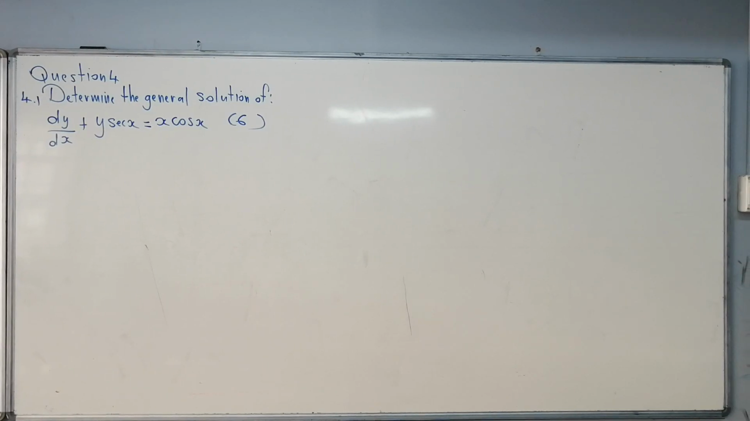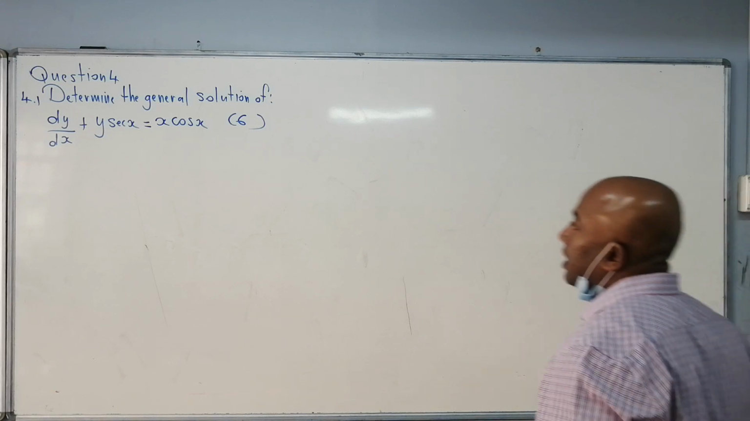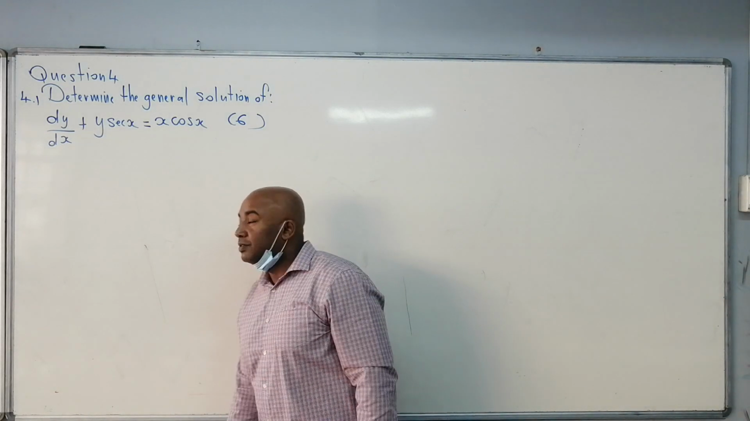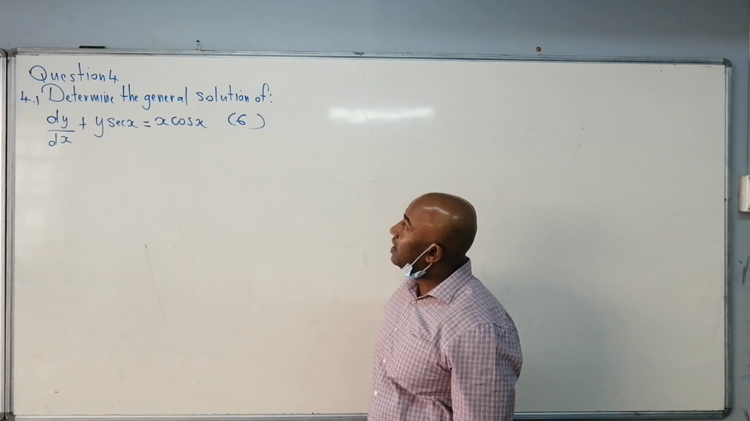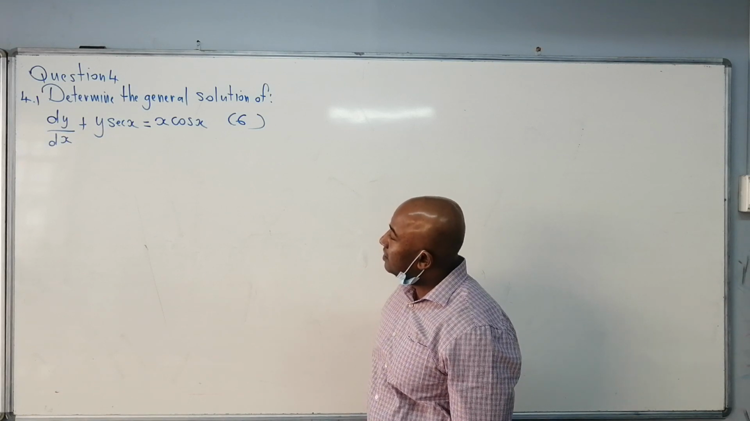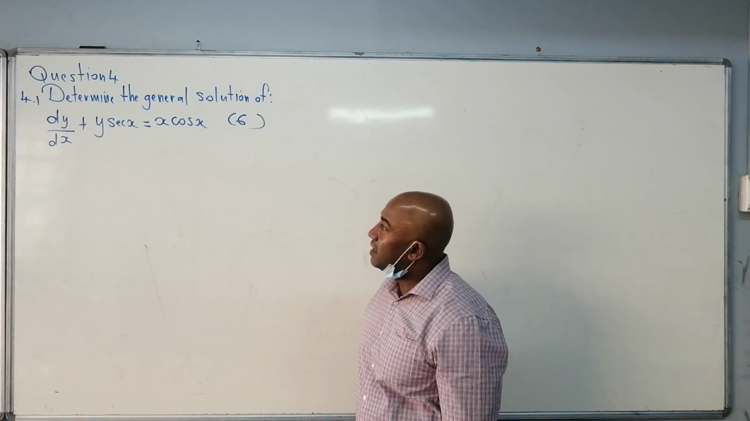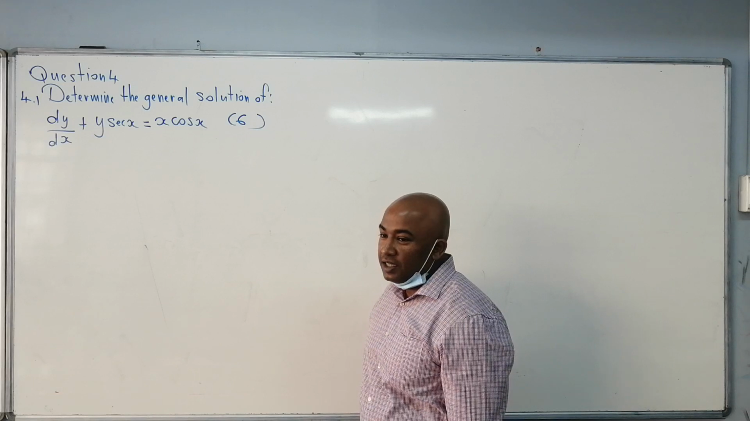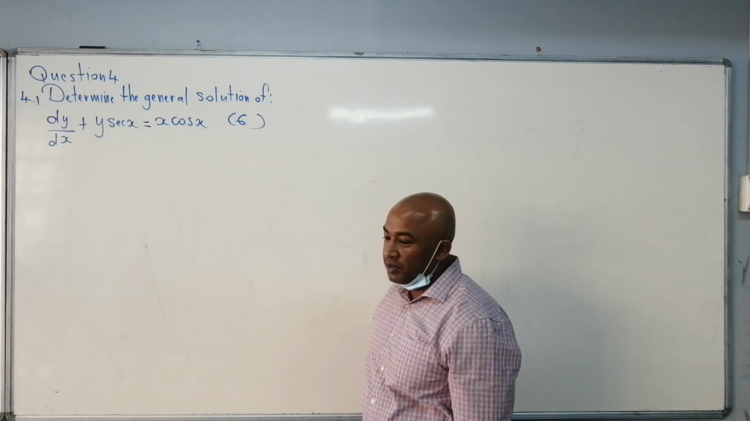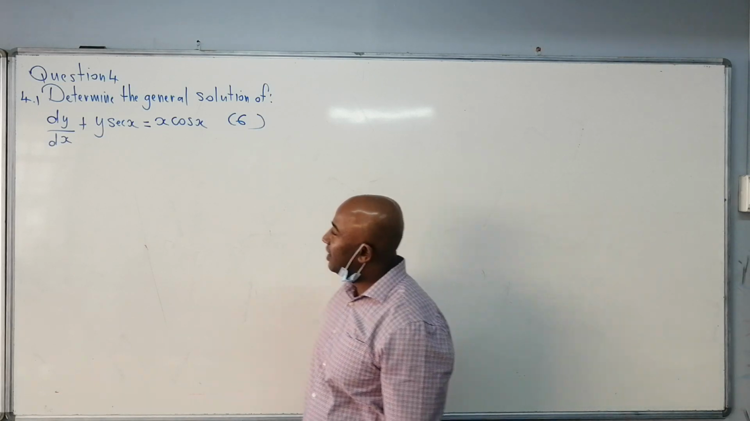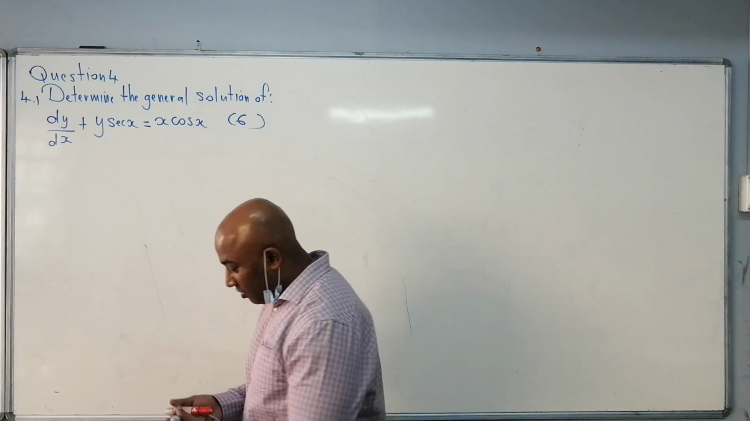Okay, let's do this. Alright, question 4. Determine the general solution of dy over dx plus y sec x is equal to x times cos x. Right, so now, standard formula.